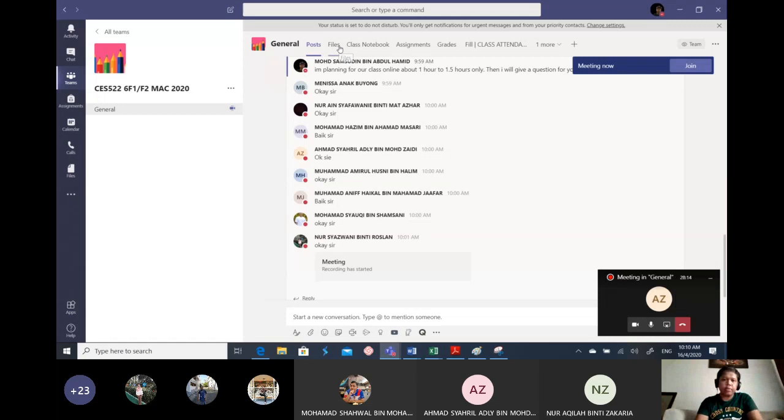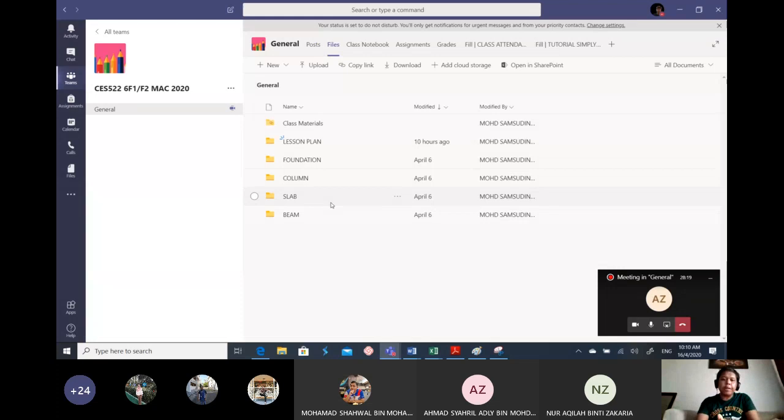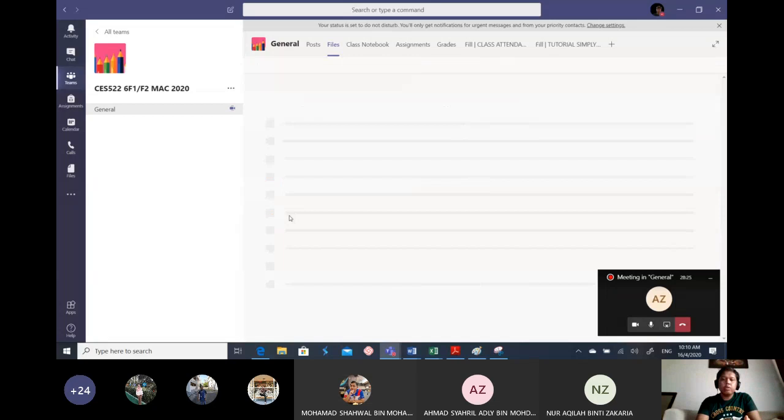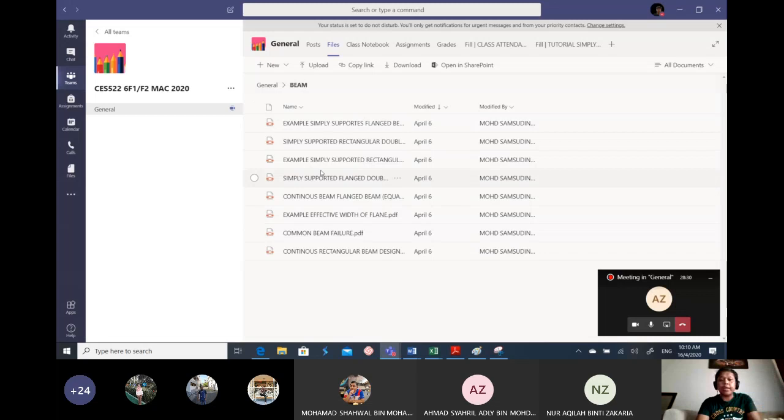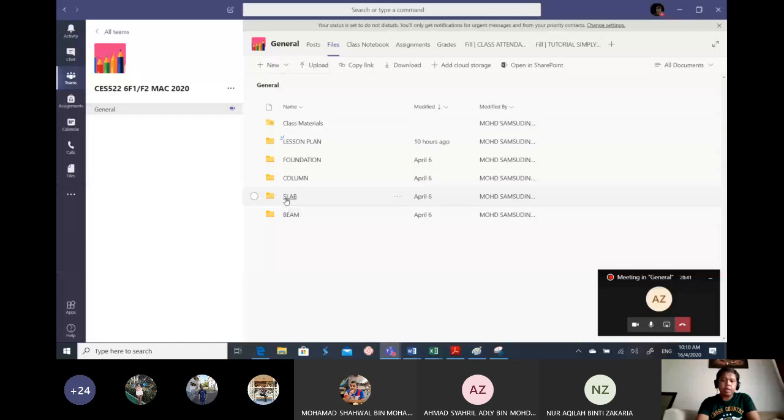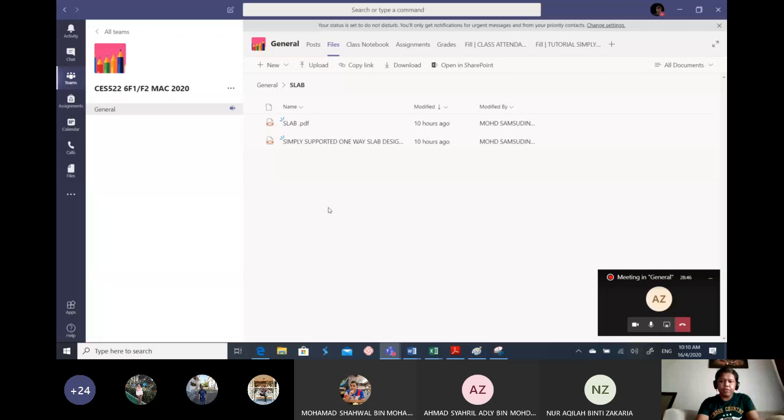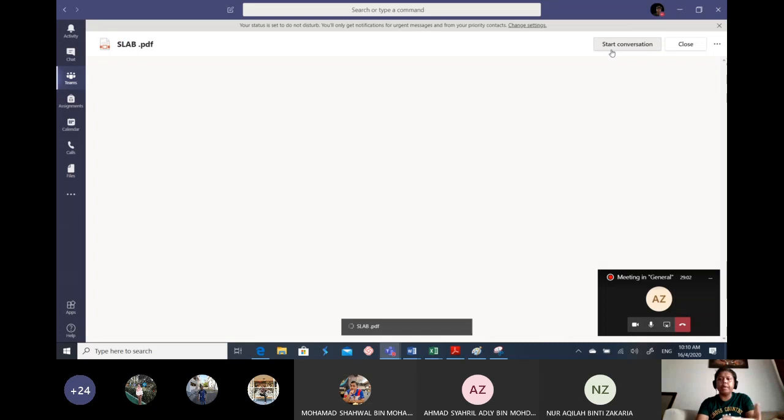Here are our files. Every note and the lesson plan I have uploaded here. For example, this is a BIM example, it's already here. If I have any additional notes, I will upload them here and you will get a notification. For today's class on slab, I have already uploaded the notes here. You may download them and save them. For example, if I would like to teach the introduction to slab, I just click this, and a conversation will start here where you may ask questions.